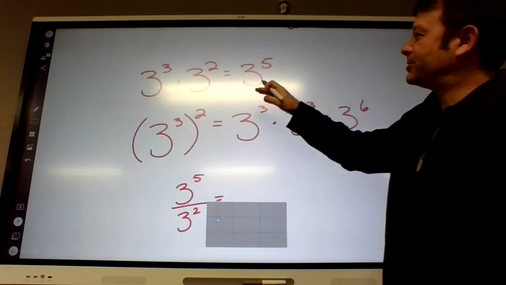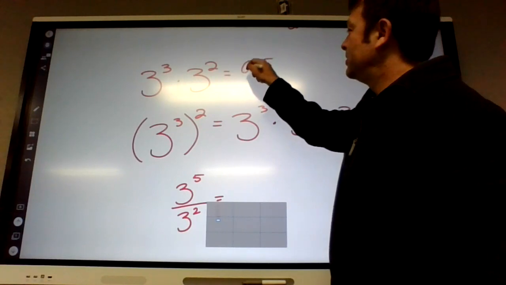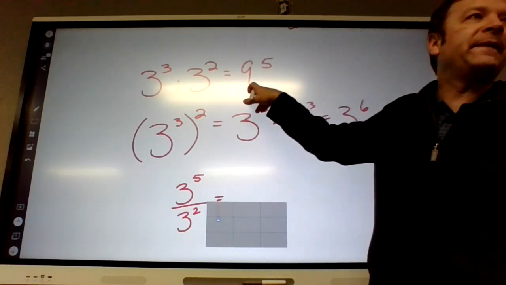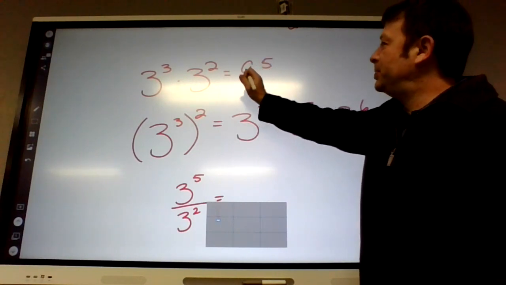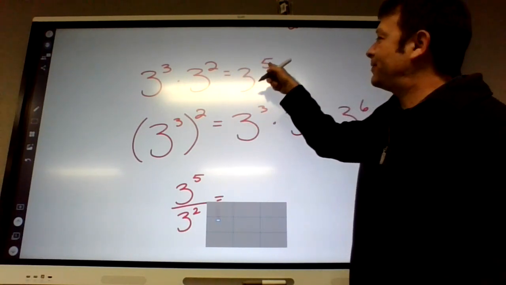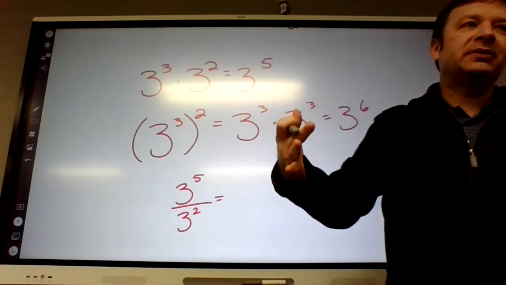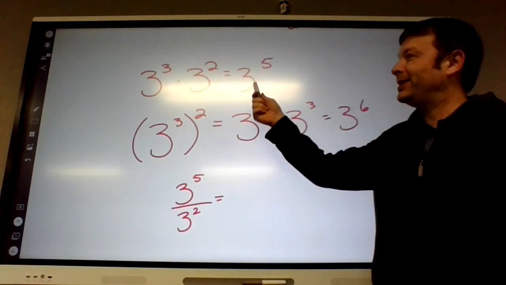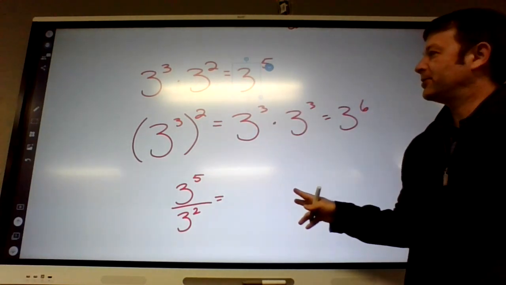By the way, here's a question. Why is this not 9 to the 5th? I get this question a lot. Why is this not 9 to the 5th? Because you don't multiply the 3. This is telling us 5 3's are multiplying together. So there's a lot more than 9 in there. You could say there is a 9 in there, but there's a lot more than that. So we just leave it alone.